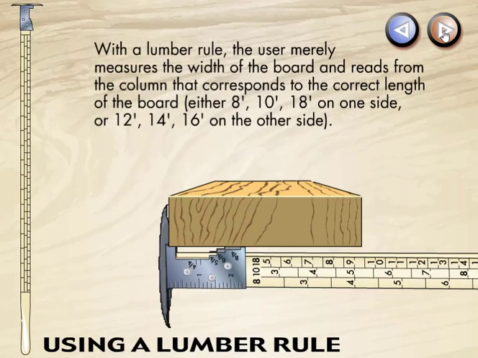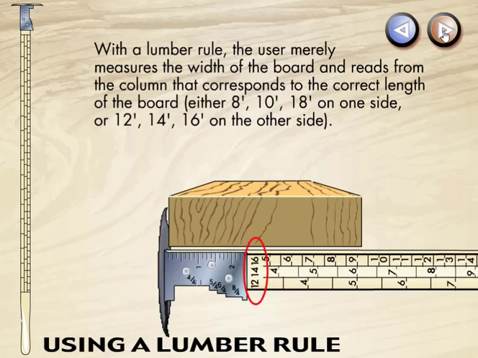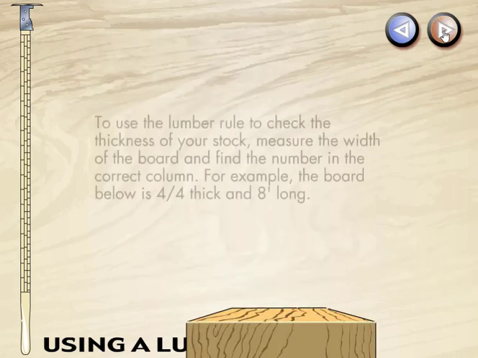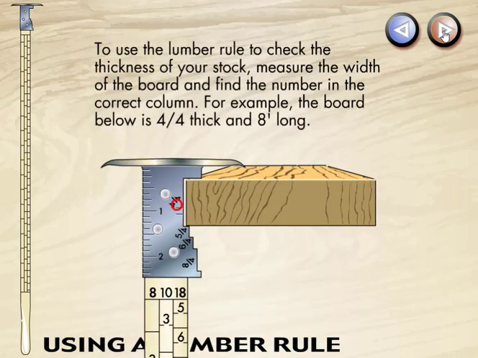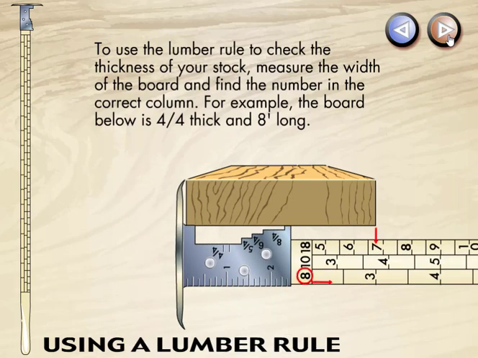With a lumber rule, the user merely measures the width of the board and reads from the column that corresponds to the correct length of the board. In this case, either 8 feet, 10 feet, or 18 feet on one side, or 12 foot, 6 foot, or 16 feet on the other. To use the lumber rule, to check the thickness of your stock, measure the width of the board and find the number in the correct column.